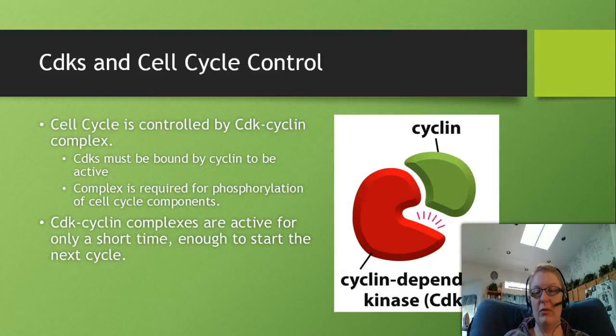So they'll help coordinate the movement of organelles. They'll help do this, they'll help do that. And so that's what the cyclins are important for. And there are very specific cyclins for each checkpoint. And they exist for a very short time. So they're very active, short-lived, and specific.